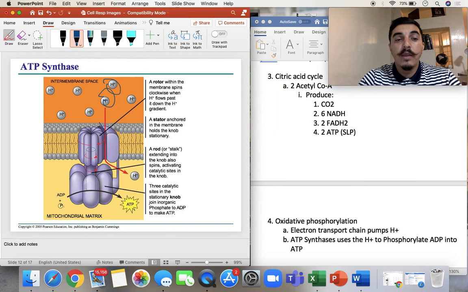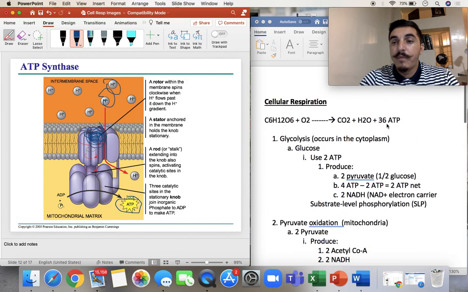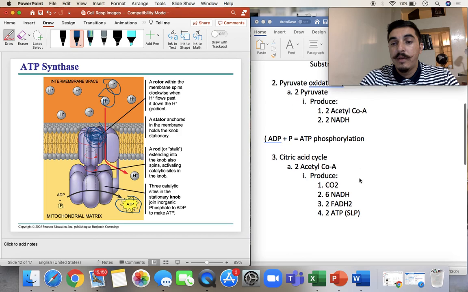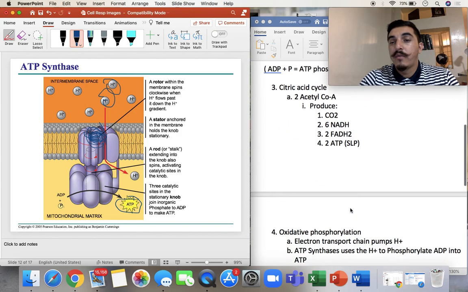They're going to go in here, they're going to turn this around like a cycle, and then it's going to phosphorylate the ADP into ATP and make some energy. So the whole purpose of this is to make ATP. Remember, in the whole formula we make 36. So far we had 2, none, and 2. Where do the other 34 come from?